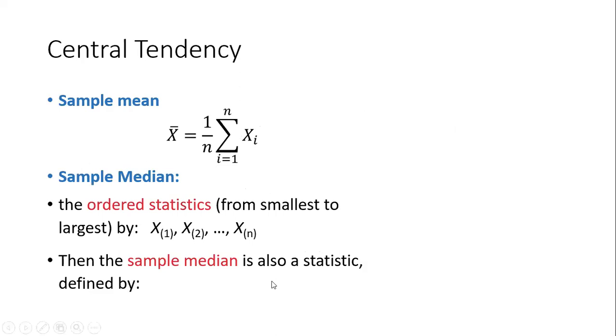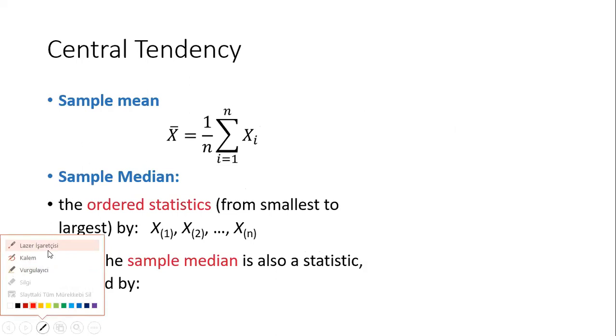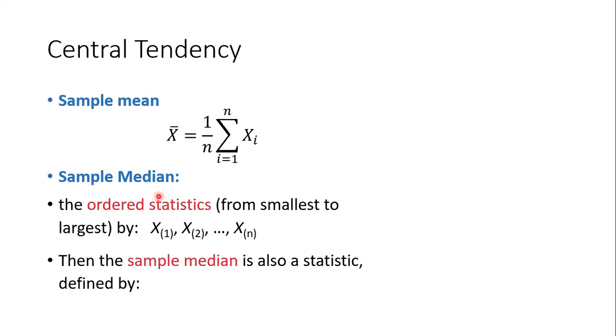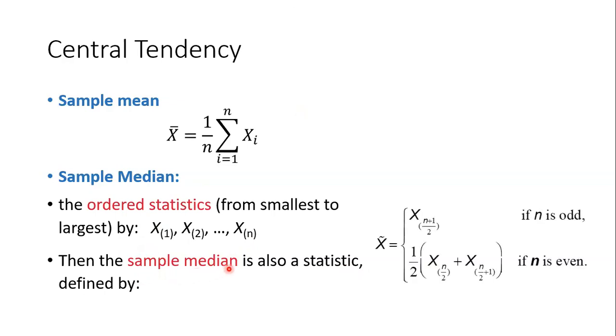The sample mean is one of the measures that we use for calculating the centrality, the central tendency. The other one is the sample median. So what is the median? What you do is you first order the numbers that you have. For example, if I ask you your heights, I order your heights from the smallest to the largest. Then the sample median is just the one in the middle.